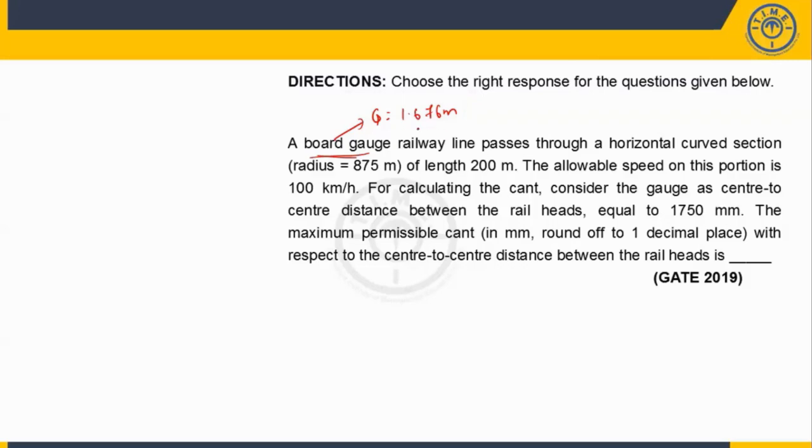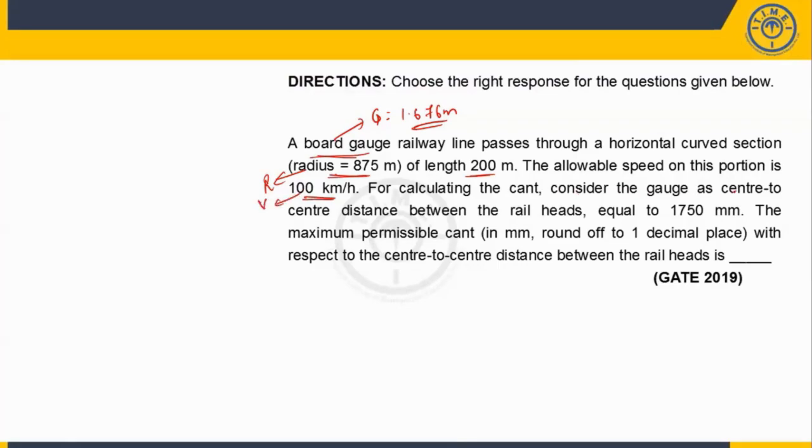Broad gauge itself means how much? 1.676 meters. The line passes through a horizontal curved section. How much is the radius? 875 meters, and length 200 meters. Allowable speed on this portion is how much? 100 kmph.